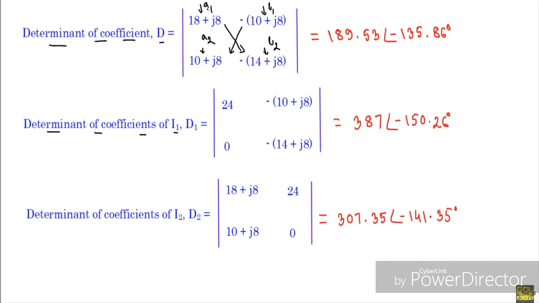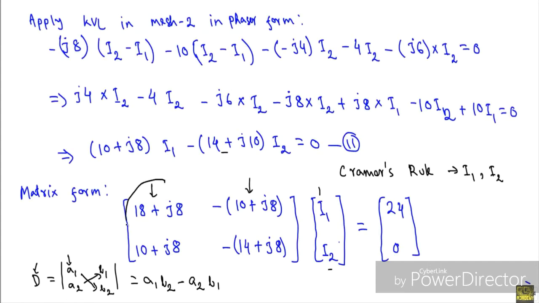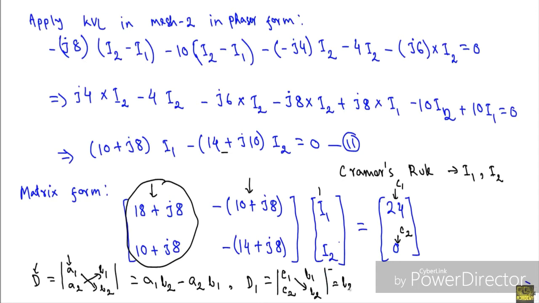In that case I will replace the A1 and A2. I will replace this column with this one and this one. Let's say this will be C1 and this will be C2. In that case D1 will be equal to, in one column I will take C1 C2, in another column I will take B1 B2. After that I will cross multiply this one with this. That means B2 C1. I will take the minus of B1 C2.